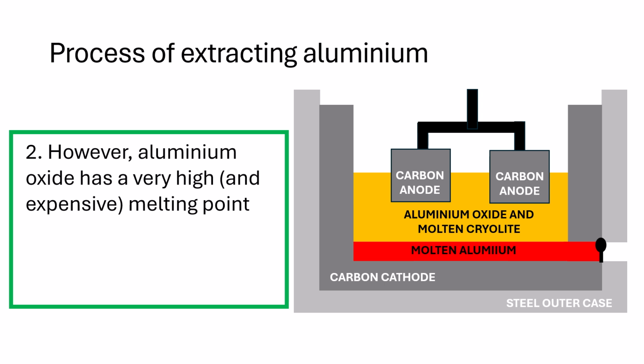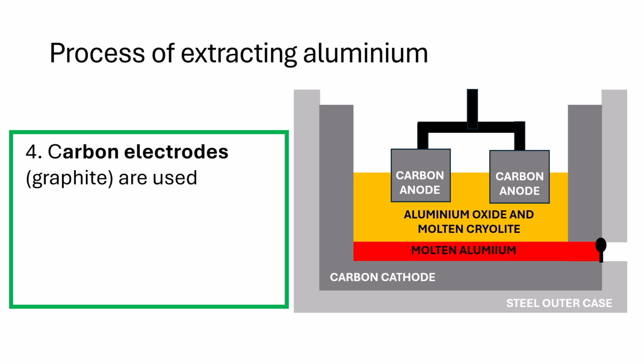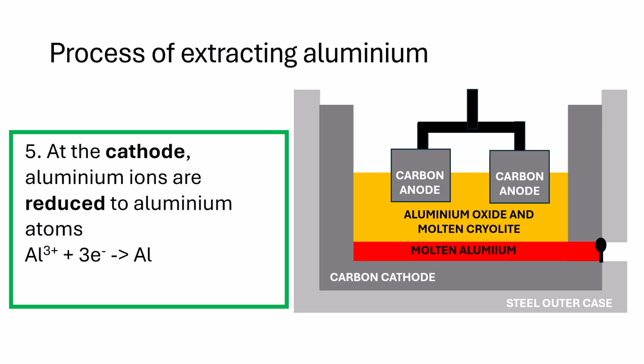Unfortunately, aluminium oxide has a very high melting point, which means that it's a very expensive process. So we add the chloride in because chloride lowers the melting point of aluminium oxide, and it makes it a little cheaper for melting down the aluminium oxide into its molten form. We also have carbon electrodes. Specifically, we use graphite, and I'll mention why in a second.